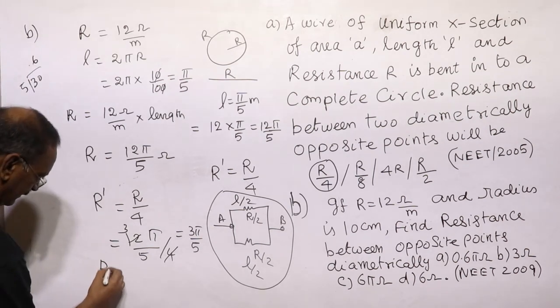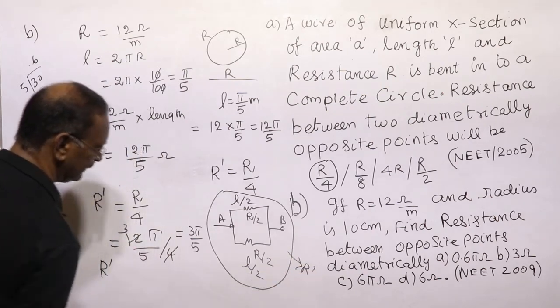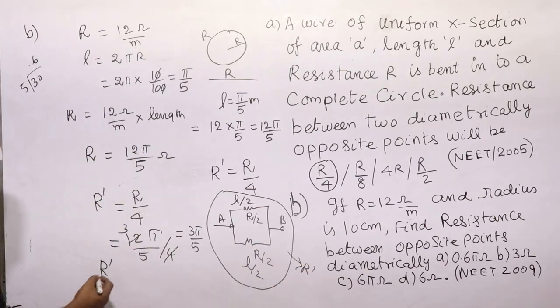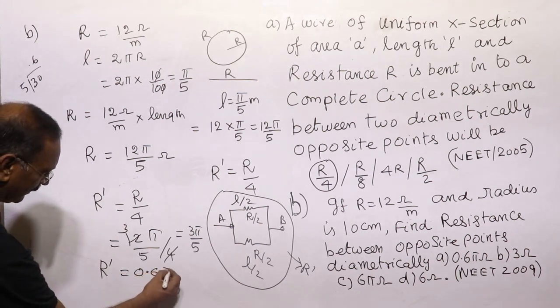Therefore R dash, the entire parallel circuit, is equal to 3 by 5 pi, which is 0.6 pi ohm.